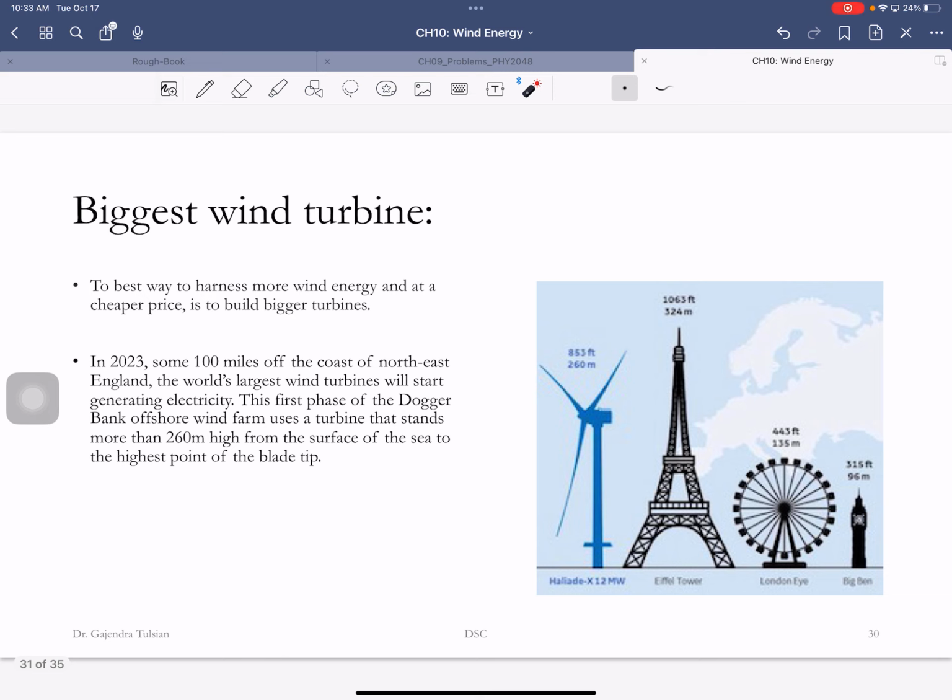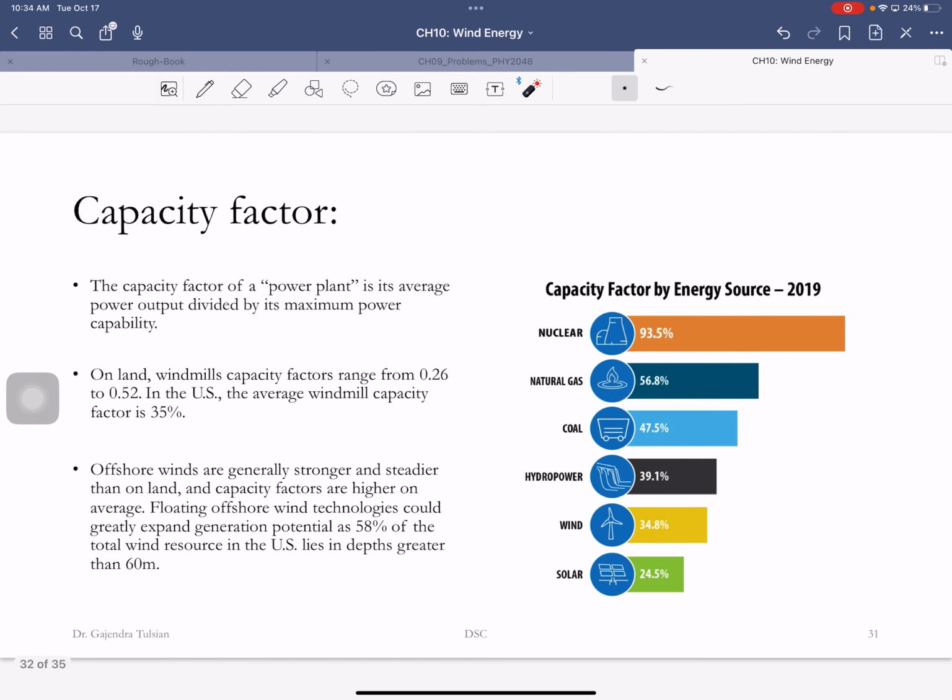The biggest wind turbine is going to be in England this year, 100 miles off the coast of northeast England. The world's largest wind turbine will start generating electricity, and it's about this high. The best way to harness more wind energy at a cheaper price is to build bigger turbines. You're capturing more wind, and the taller you are, the higher the wind speed. So the bigger it is, the more bang for the buck. That's the idea.